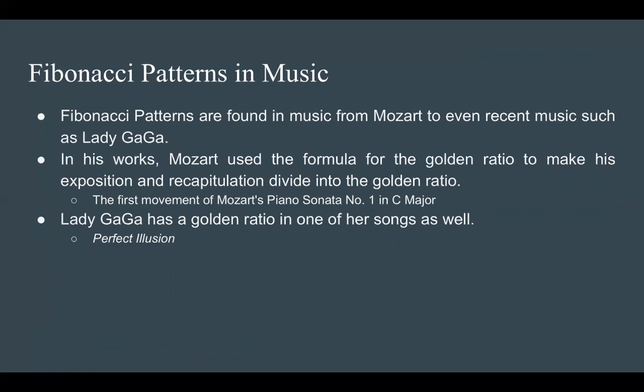For example, the first movement of Mozart's Piano Sonata No. 1 in C major is composed of 100 measures of music, 38 of which are an exposition, and the remaining 62 are a recapitulation. If we divide 62 by 38, we get 1.6316, but it doesn't stop there. 100 divided by 62 is even closer to that golden ratio, totaling in at 1.6129.